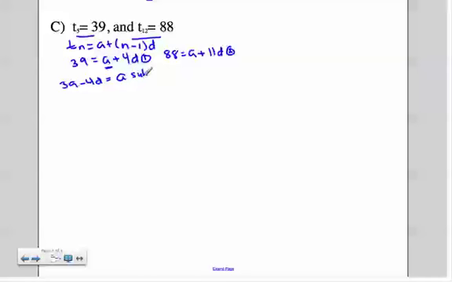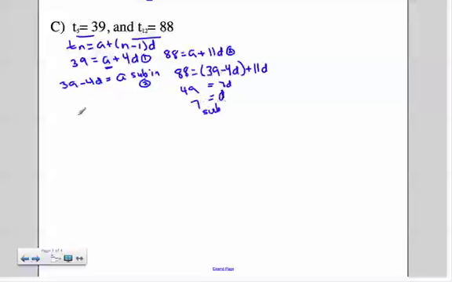I'm going to sub in the other equation. So instead of A, I'm doing 39 minus 4D. I get 7D equals 49, or D equals 7. I'm going to sub in order to find A. So A becomes 39 minus 4 times 7, which is 11. So I have my A equals 11, my D equals 7.